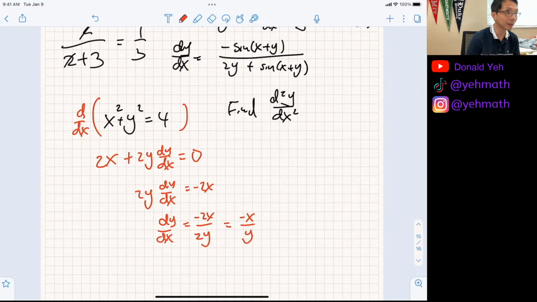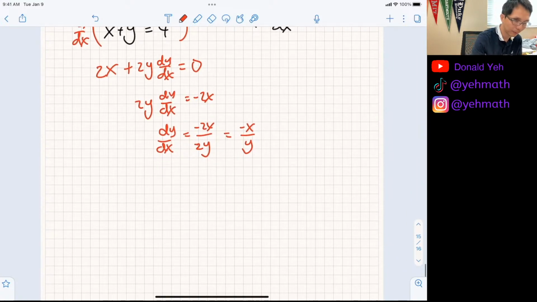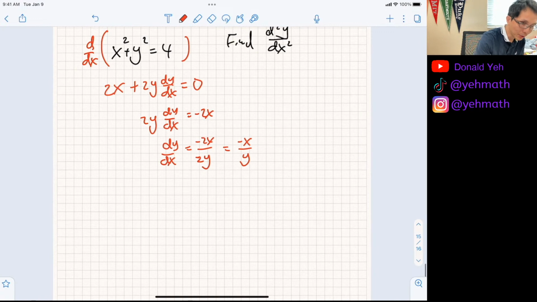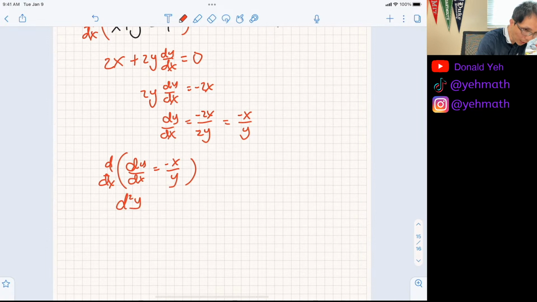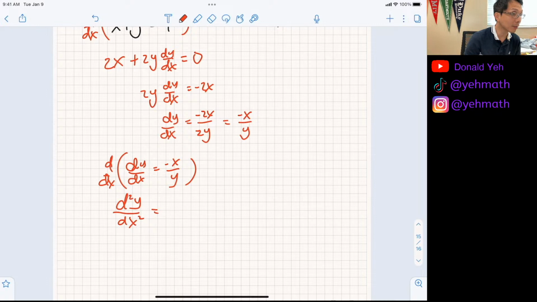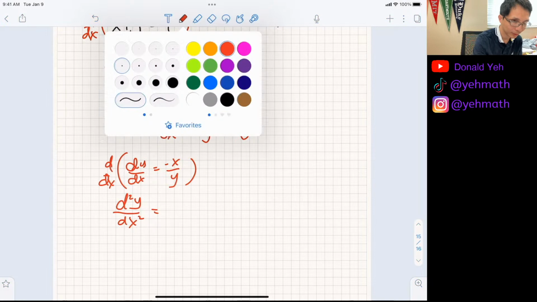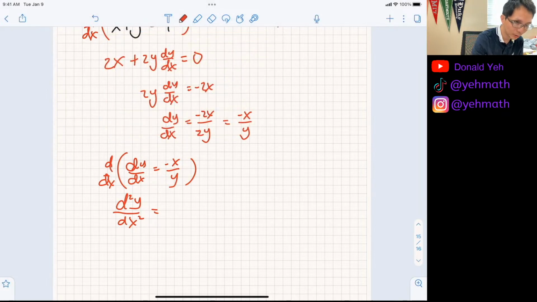Let's go do the second derivative. This part is kind of tricky. I'm going to do it slow. So I'm going to take d dx of negative x over y. If I do that, I'm going to get d2y dx2. Now, you're going to say, oh, okay, negative x over y. What kind of rule am I thinking? The quotient rule. Low d high minus high d low.